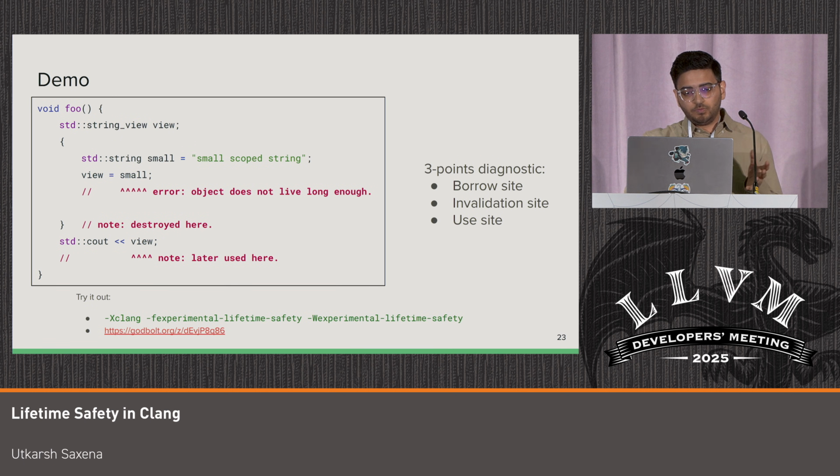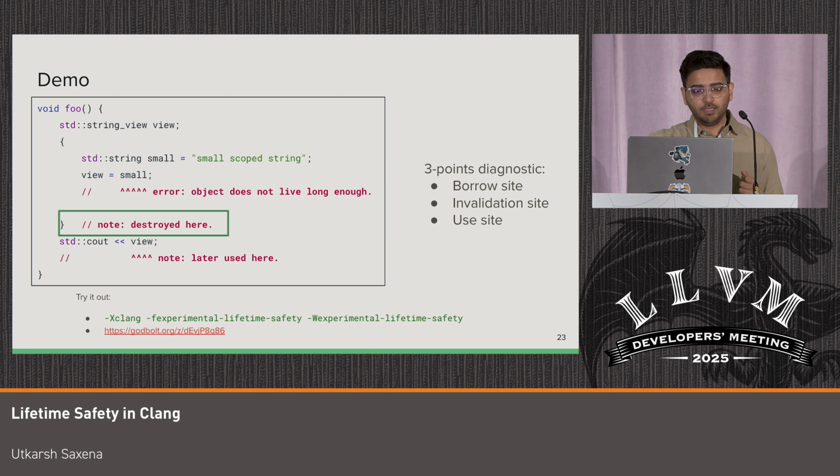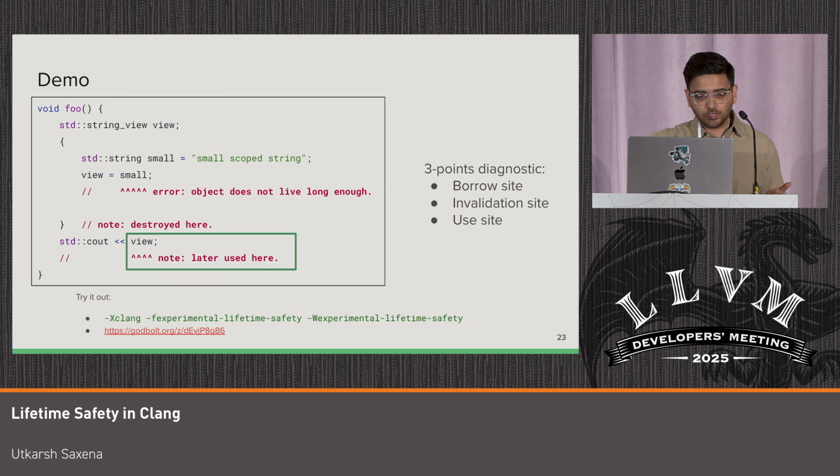A simple part of this analysis is already implemented in upstream Clang and is available behind a couple of flags. And on the screen, you can see that this allows us to do a three-point diagnostic, very much like Rust. First, we identify where the loan was created, the loan that is going to be the problematic loan. We call it the borrow site. We also care about when this loan gets invalidated, the invalidation site. At the end, we also want to diagnose the use that was responsible for making this origin alive, and we also mark the use site of this.